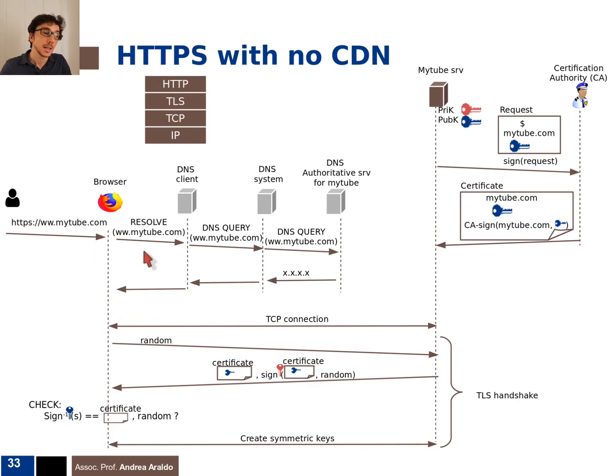And in fact, if now a browser tries to contact MyTube, it will first create a TCP connection, then it will start a TLS handshake to create a TLS channel. To do so, it first generates a random number and sends it to MyTube. Now MyTube has to show that it is really MyTube. To do so, it applies a signature by using its own private key to the certificate and the random number received. And it sends back the signature as well as the certificate itself.